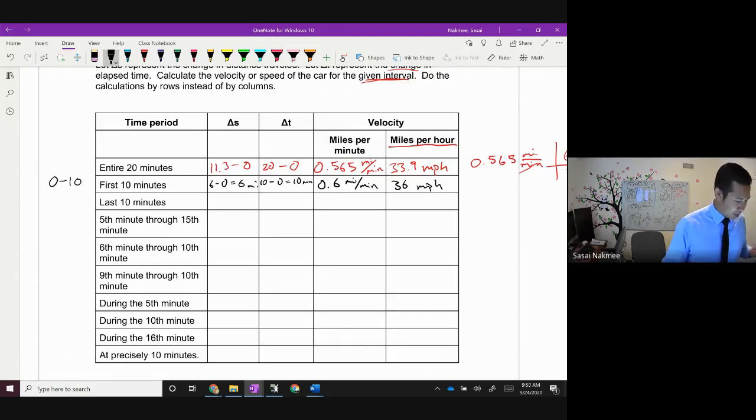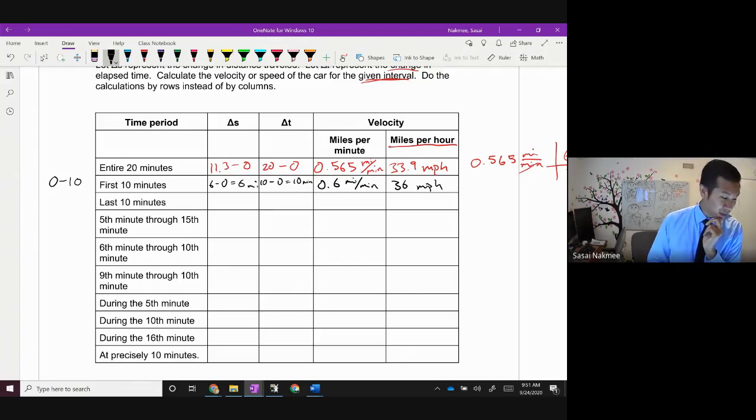Can you guys tell me what's the average speed for the last 10 minutes? And now the last 10 minutes, what do you think that is? You guys type into the chat. What are the last 10 minutes of this trip? Do you think it's from 10 to 20? Monica thinks it's 10 to 20. Anyone else? Anyone disagree or agree? Is it 10 to 20 for the last 10 minutes? 11 to 20.